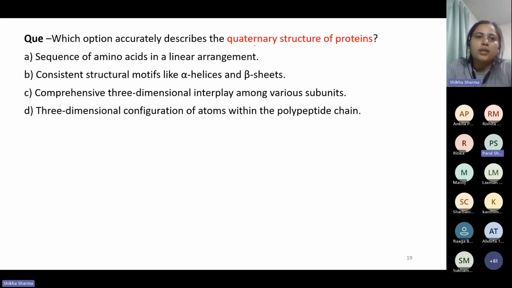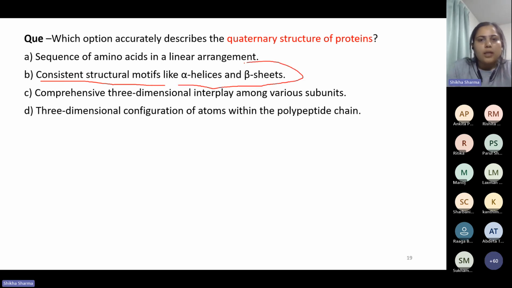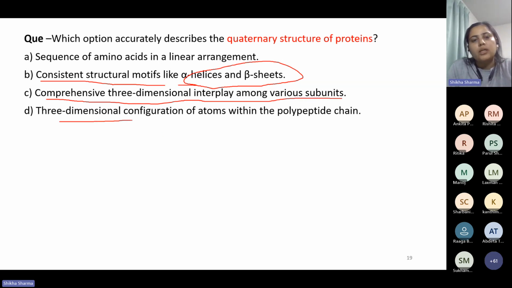So we are moving to the next lecture video about the protein, and to the questions about the protein. First is, which option accurately describes the quaternary structure of the protein? A, a sequence of amino acids in linear arrangement. B, consistent structural motifs like the alpha helix and the beta sheets. Option C is a comprehensive 3D structure where there is interplay among various subunits. D is three-dimensional configuration of atoms within the polypeptide chains.